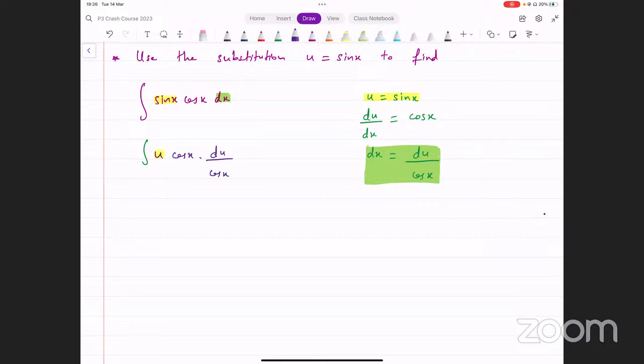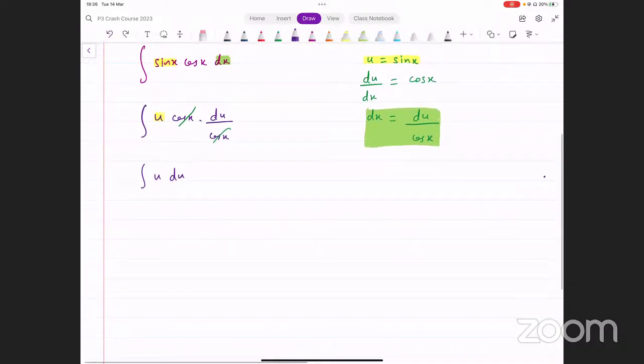Now it turns out cos x and cos x get cancelled here, and you're just left with integral of u with respect to u, and you've got everything in terms of u now. U needs to be integrated with respect to u. How do you do this integration? Integral of u is just going to be u squared over 2. You increase the power by 1, add 1 to the power, divide by that increased power. That's the rule that we're using here. Just like integral of x is x squared over 2. In this case, the variable is u instead of x. So integral of u is going to be u squared over 2.